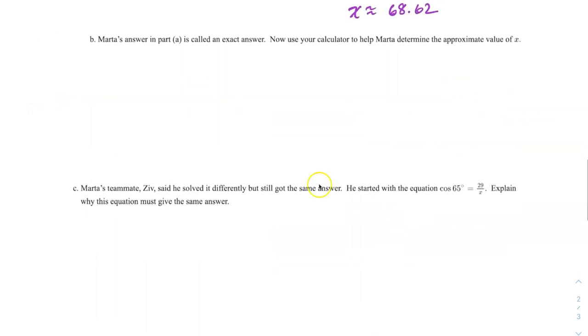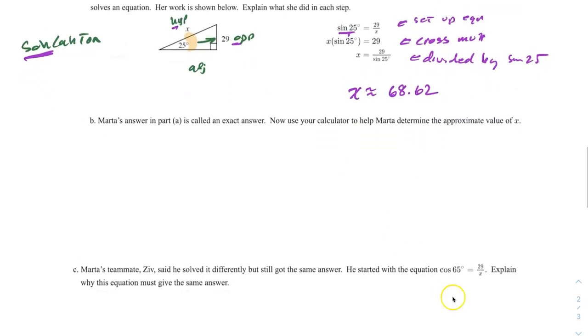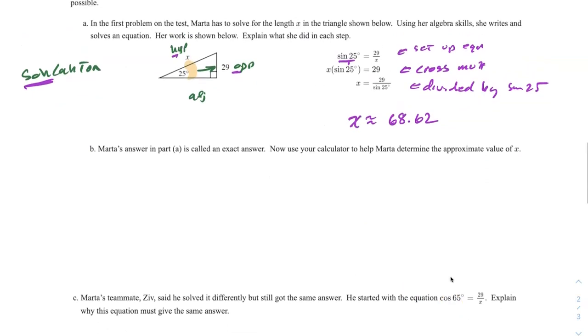Marta's teammate Ziv said she solved differently, but she had the same answer. He started with the equation cosine of 65 equals 20 over x. Explain why this equation must give the same answer. Okay, so he did some work. So let's go back up here. Let me erase what I did before. So he did cosine 65. So he did some work.